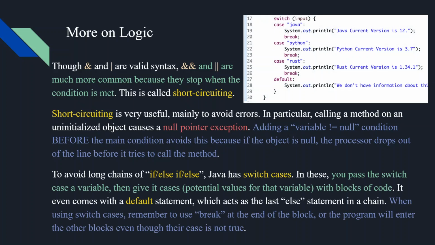Another useful structure is the switch case, used to avoid long chains of if and else when checking the value of a single variable. In these, you pass the switch statement a single variable, such as input above, then give it cases or potential values for that variable, with a block of code for each case. Switch cases also have a default case, which acts as the last else in an if-else chain, and catches any other cases. When using switch cases, remember to use break at the end of each case, as it will otherwise enter every following block, even though it does not fulfill that case.